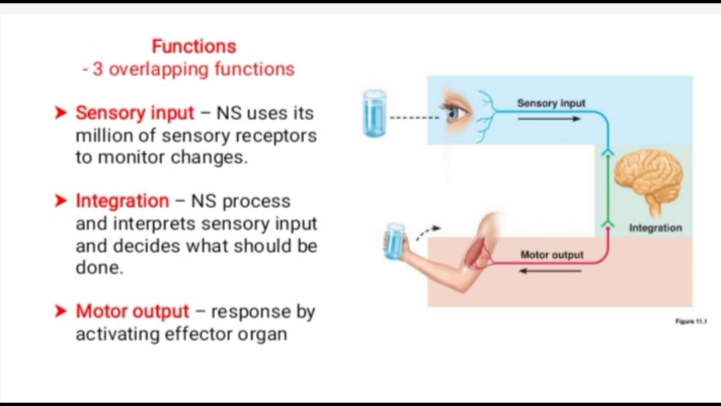When we say sensory input, the nervous system uses its millions of sensory receptors to monitor changes. In integration, the nervous system processes and interprets sensory input and decides what should be done. Motor output responds by activating effector organs.